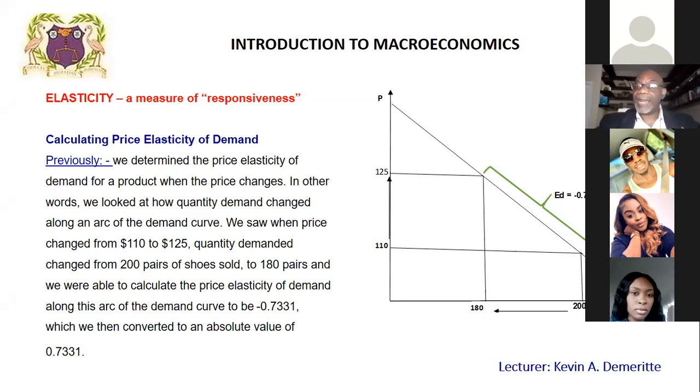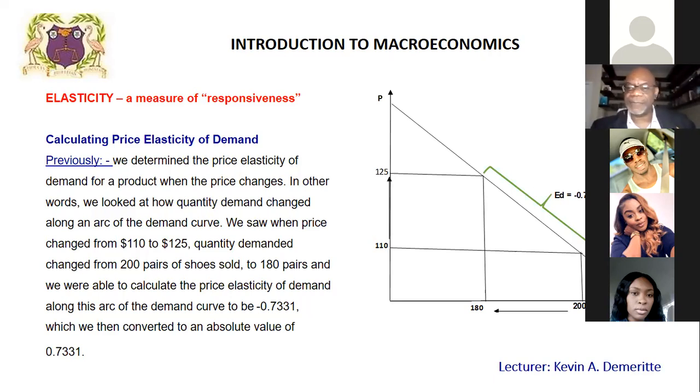Yes. All right. So from our last example, this is the shoe manager problem. Previously, we determined the price elasticity of demand for a product when the price changes. In other words, we looked at how quantity demanded changes along a stretch or an arc of the demand curve. So when we're talking about price elasticity of demand, we said we're looking at how sensitive consumers were when the price changed from $110 to $125. And we saw that is associated with a change in the amount of sales from 200 to 180 pairs.